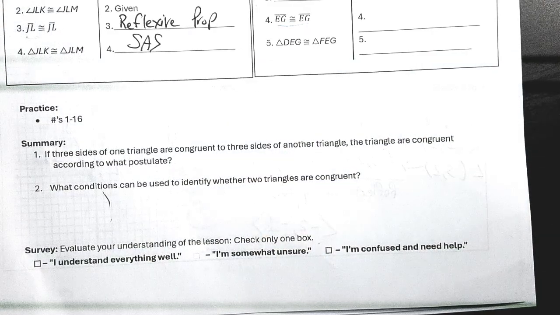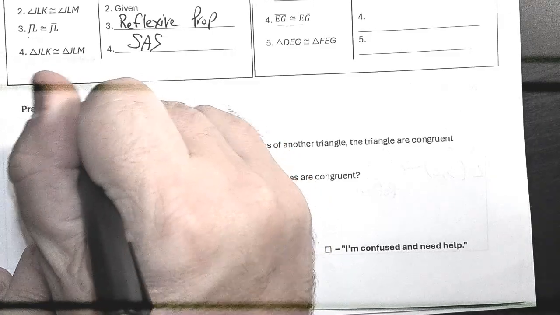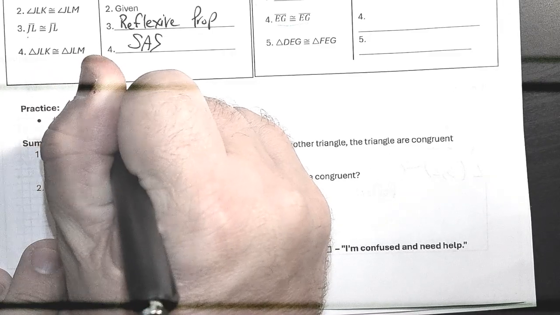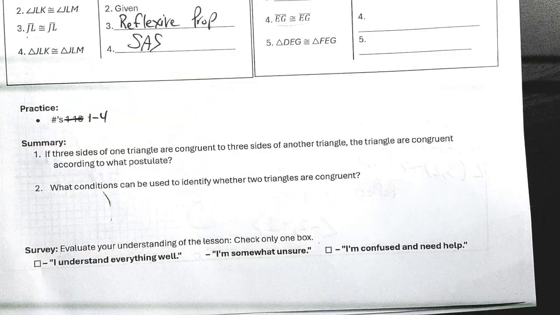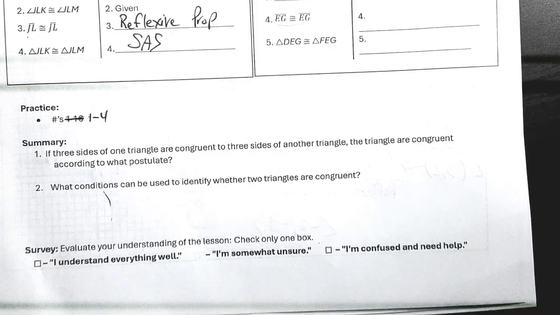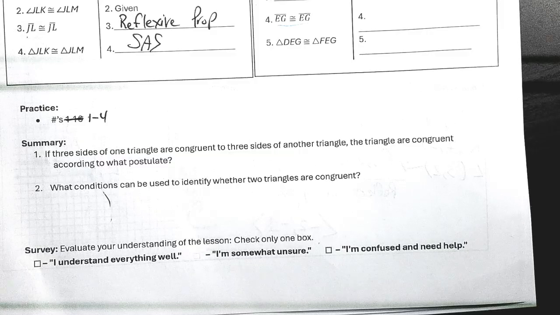All right, and so we changed the practice. We actually only did 1 through 4 because of the exit ticket. We got some extra practice, and I've got a proof thing coming, so we lowered the practice on your extra practice worksheet. It's just the 1 page instead of 2 for 5-3.